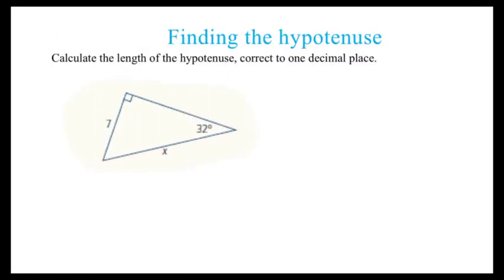Finding the hypotenuse. This question is asking us to calculate the length of the hypotenuse correct to 1 decimal place. So the first thing I need to look at is which one of my trigonometry rules I'm going to need. If I have a look, I've got 32 and I look at my angle and I have a side that is opposite my angle.